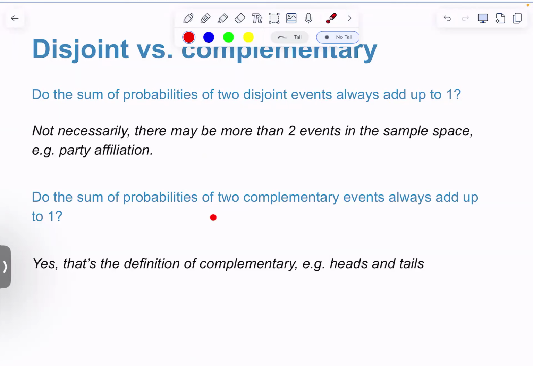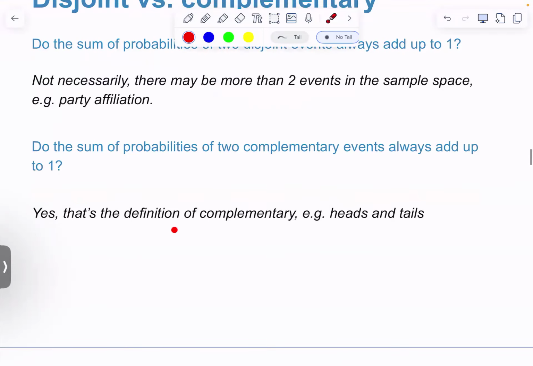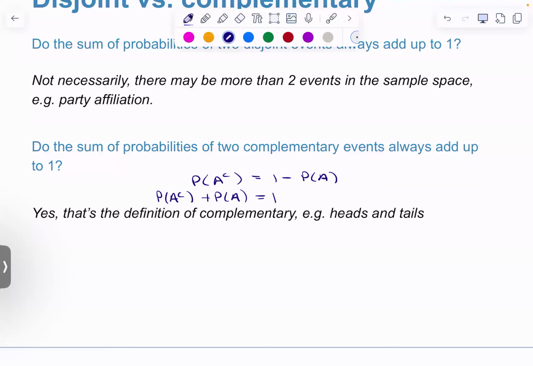Do the probabilities of two complementary events always add to 1? Yes, by definition, because the probability of the complement of A is 1 minus the probability of A. If you rearrange this and add the probability of A to both sides, it does equal 1. And that's by definition.